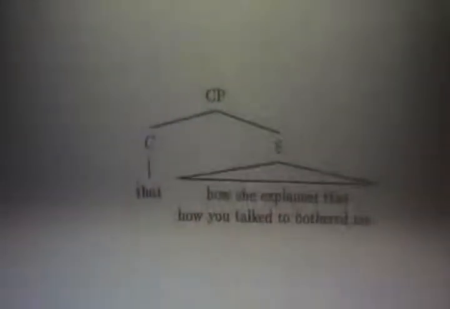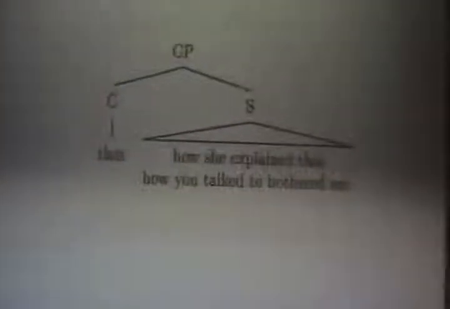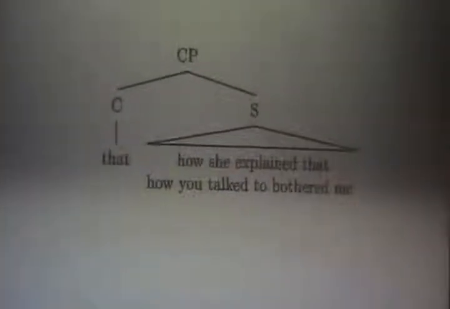And now let's just concentrate on that complementizer phrase from which Sam has moved. This how shouldn't be there. So this should be that she explained that how you talked to bothered me. That she explained that how you talked to bothered me. That's the CP that we're looking at here. Okay? And now we're on the hunt for a spot inside this CP from which Sam could move.